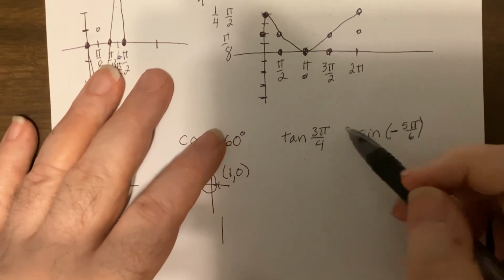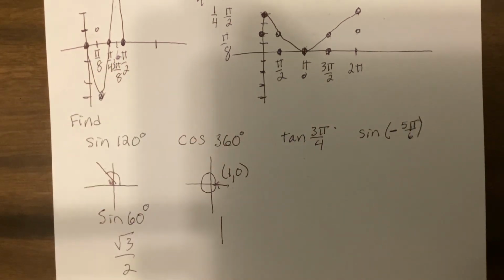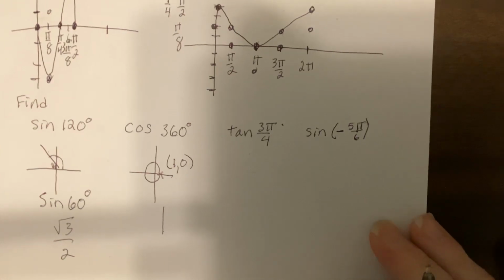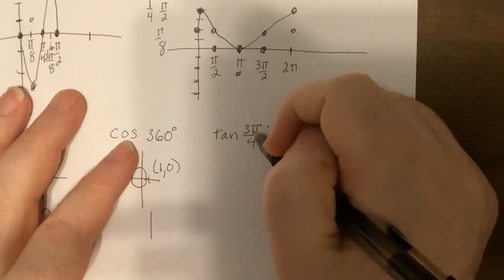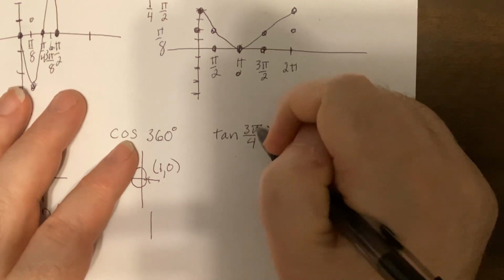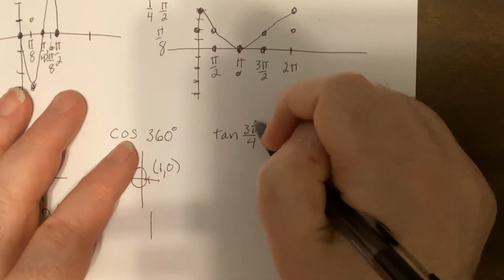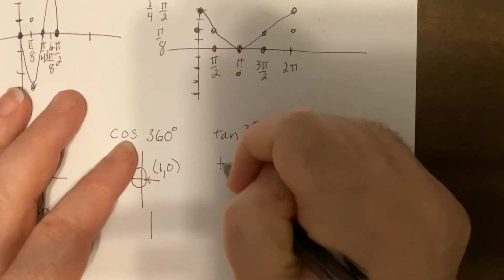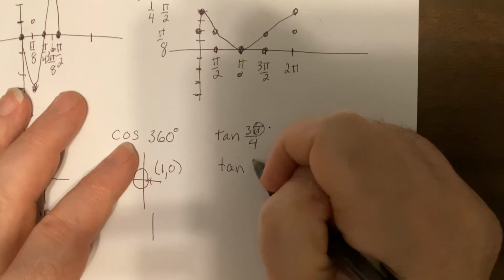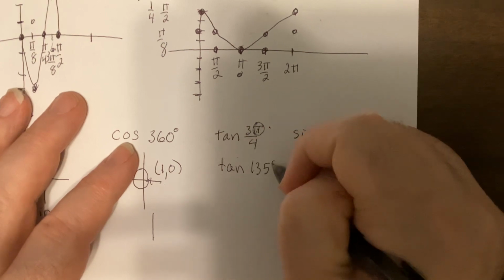So now, with the radians, if you just want to switch it to degrees, because that's a little easier for you, that's okay. To switch, 180 is the same as pi. So just change this to 180. Divide by 4 is 45. So this would be tangent of 135.